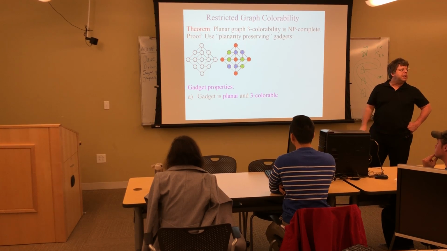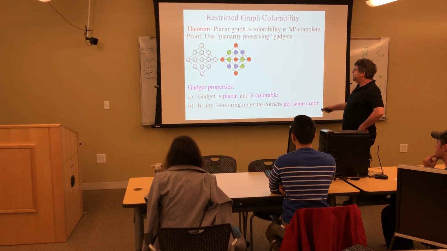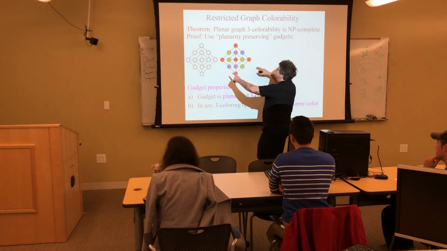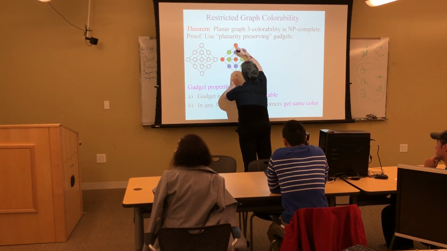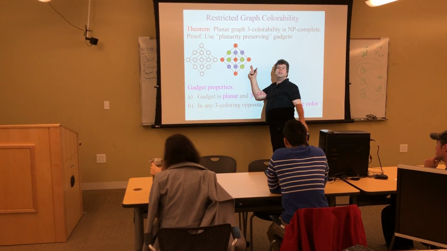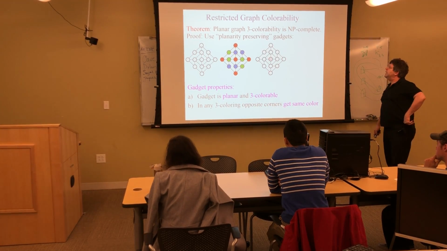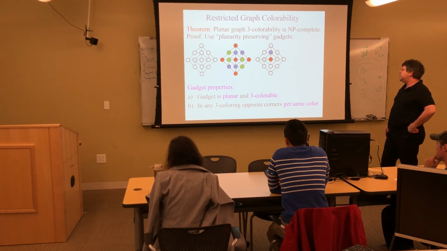The coloring is not unique. There's many other 3 colorings. But in any 3 coloring, opposite corners will get the same color. And by opposite corner, I mean this pair will have the same color as each other, and this pair will have the same color as each other, but not necessarily the same color as the first pair. They could be 2 different colors.